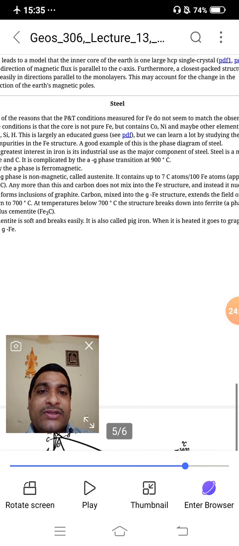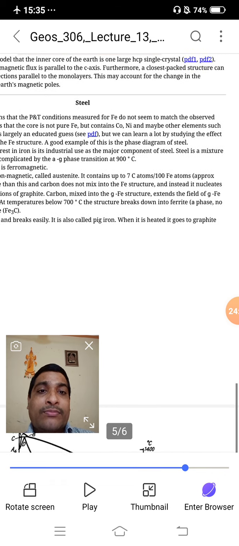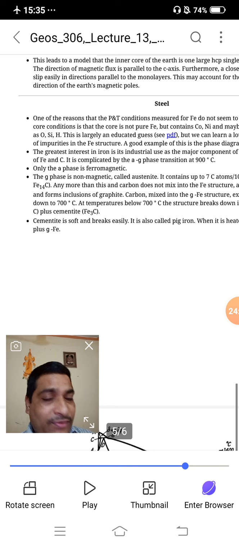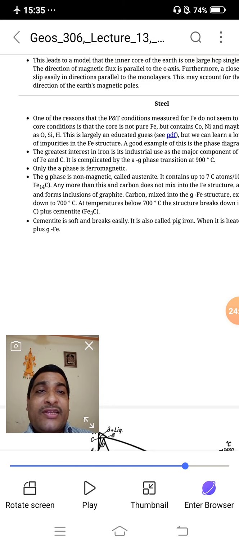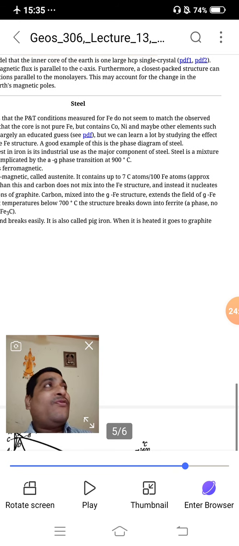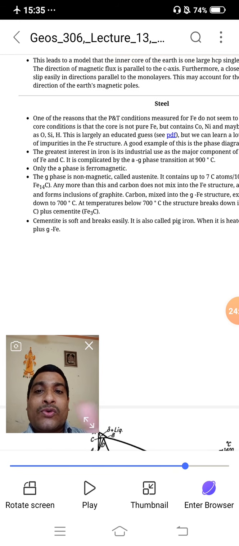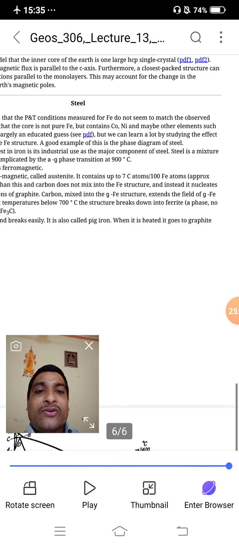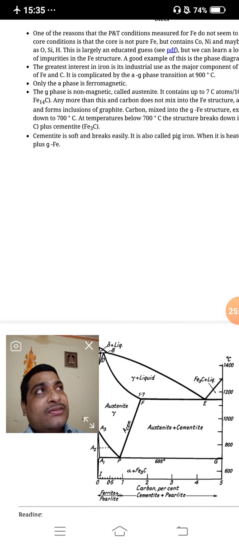Carbon mixed into the gamma-Fe structure extends the field of gamma-Fe down to 700 degrees Celsius, and at temperatures below 700 degrees Celsius the structure breaks down into ferrite, the alpha phase with no carbon, plus cementite, Fe3C. Cementite is very soft and breaks easily. It is also called pig iron. When it is heated, it goes to graphite plus gamma-Fe.